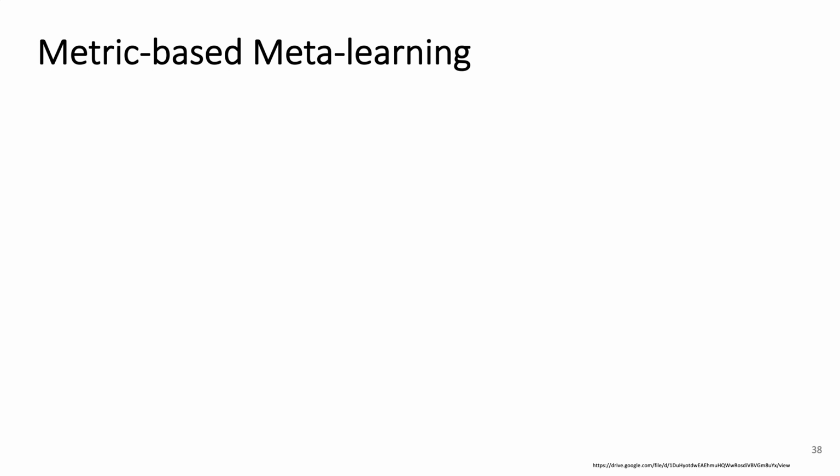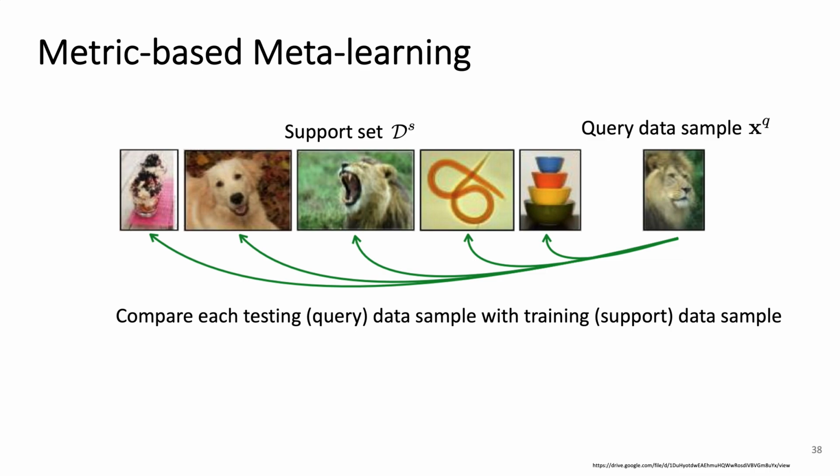Then I will introduce the second part of meta-learning algorithms, the metric-based meta-learning. In the metric-based meta-learning, assume we have a support set DS and a query data sample XQ. For the support set, we have 5 images, and each image belongs to one class. So for 5-way one-shot classification, we only have 1 image for each class, and in total 5. Then for each data sample in the query set, we want to compare the data sample with the knowledge in the support set. For example, this is a line, and we compare it with each image, and we can see this line is most similar to the line in the support set, so it belongs to the class line.